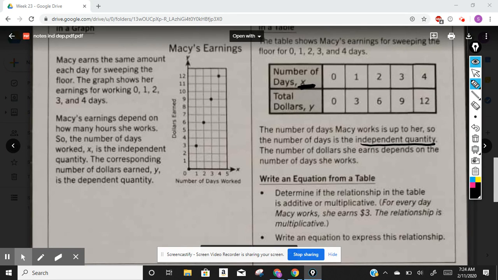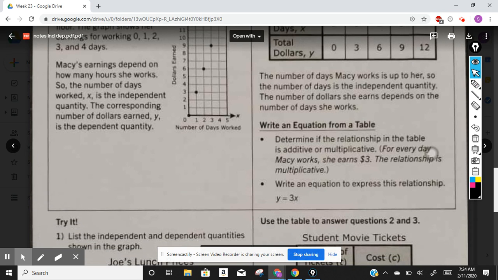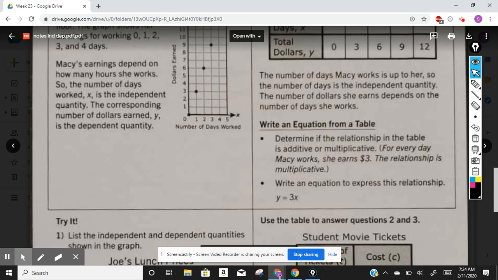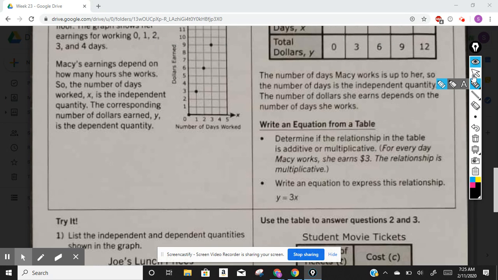The number of dollars she earns depends on the days she works. So Y, that would be the dependent. Now we're going to take this a step farther and talk about writing an equation. Determine if the relationship in the table is additive or multiplicative. So are they adding each time or is she multiplying each time?